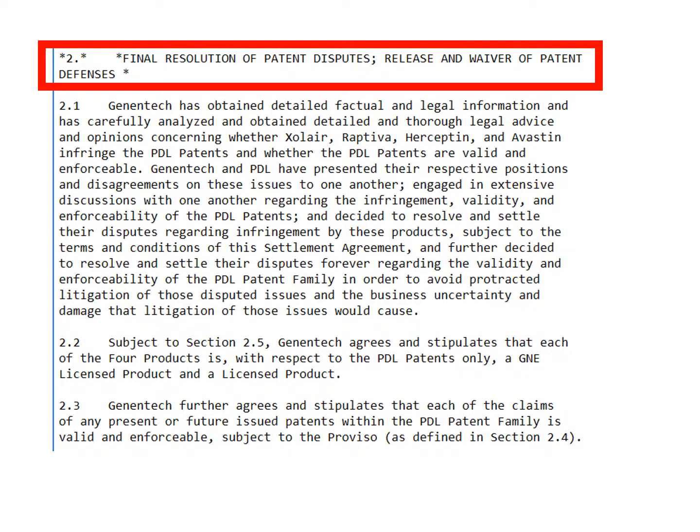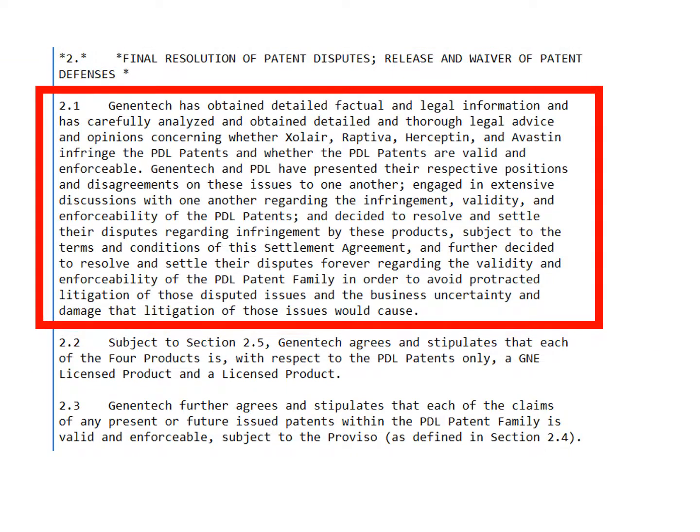Yeah, final. Not quite, it turns out. 2-1. Genentech has obtained detailed factual and legal information and has carefully analyzed and obtained... Remember this paragraph? Right, they say it again, almost unnecessarily redundantly, but I think they really want to make clear to a later court reading this that both parties were really well informed and are waiving whatever rights they waive knowingly. So another whole paragraph about both of us had lawyers, we both read everything, we both studied everything, we were wide awake, we had our cup of coffee, and we're still signing this deal.